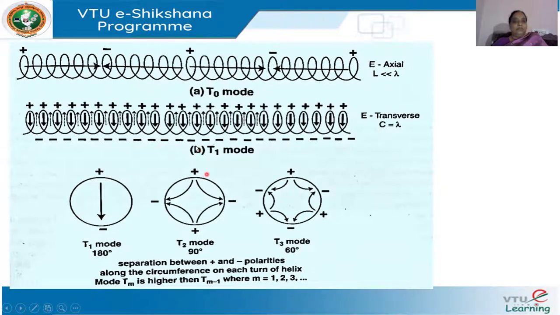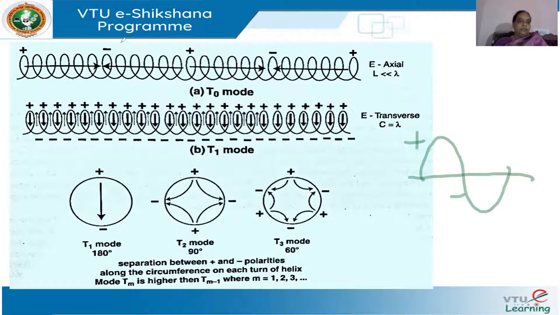Then we have the T1 mode. T1 mode is a transverse mode, whereas this is the axial mode, where the electric field is axial. So this transverse mode occurs when C is equal to lambda. And you can see in T1 mode, for one turn, this electromagnetic wave, when it is traveling through the helix, will change its polarity. What do you mean by changing its polarity? It is becoming plus to minus.